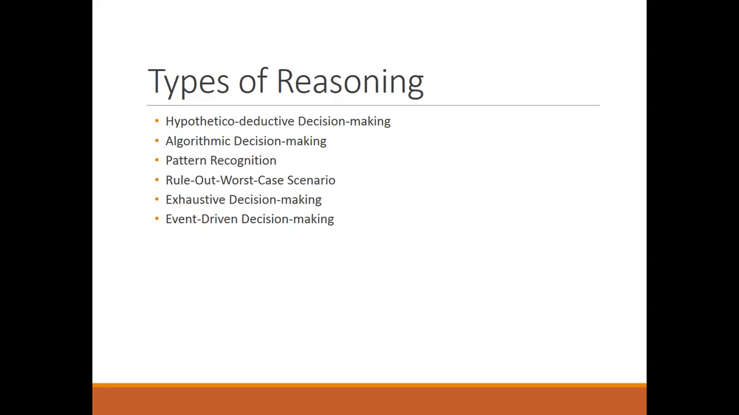So there are different types of reasoning, and here we start talking about cognitive error, okay? And we can't have a lecture on clinical reasoning without talking about cognitive error, and I believe that your readings also do cover plenty of cognitive error, but there are a few that I want to cover for the most part. And these are the hypothetical deductive decision-making model, another model, the algorithmic decision-making model, pattern recognition, rule out worst-case scenario, exhaustive decision-making, and finally, event-driven decision-making.